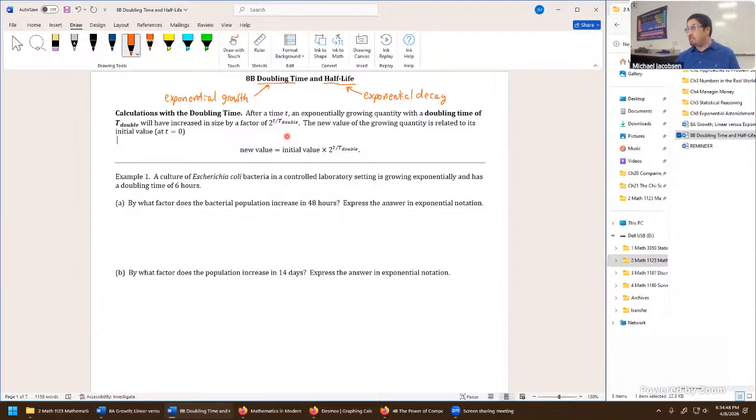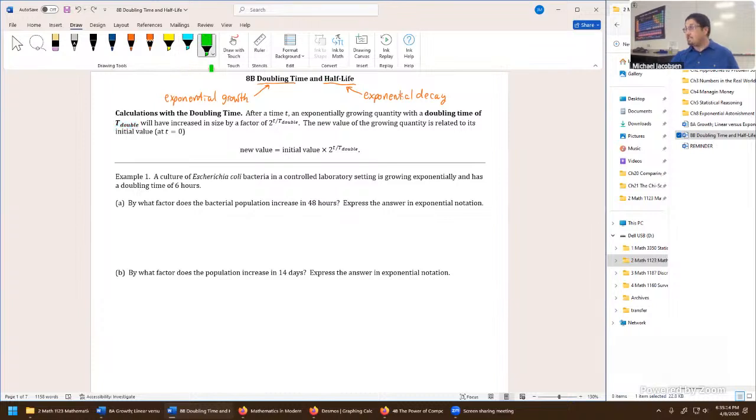Well, this starts it off. Let's take a look at our very first definition. It says, after a time t, an exponentially growing quantity with a doubling time, which we'll call T double, will have increased in size by a factor of 2 to the power t over T double. So T double is going to be one of our major things we're looking at.